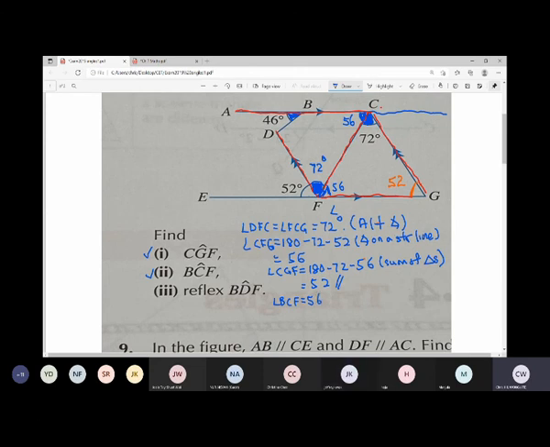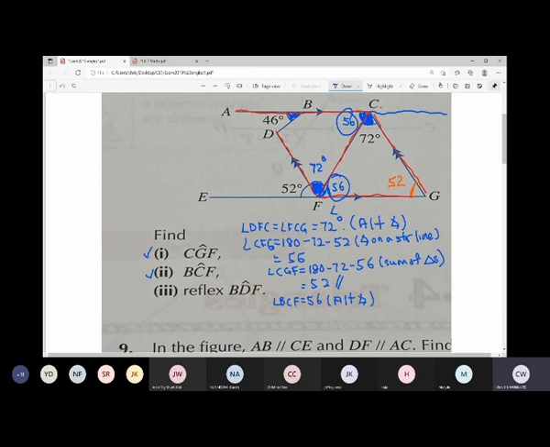I want to know why. What is your reason? Alternate angles. Very good, Manjula. You must put alternate angles. Because when you tell me BCF is 56, I will say, where in the world did you get 56? But when you tell me alternate, I know where you found it from. I know that you're taking this and this. So your reason is very important, you know.